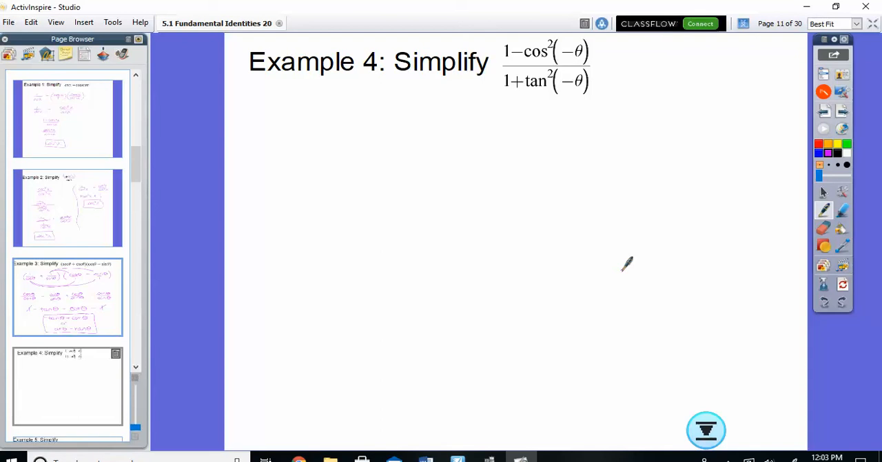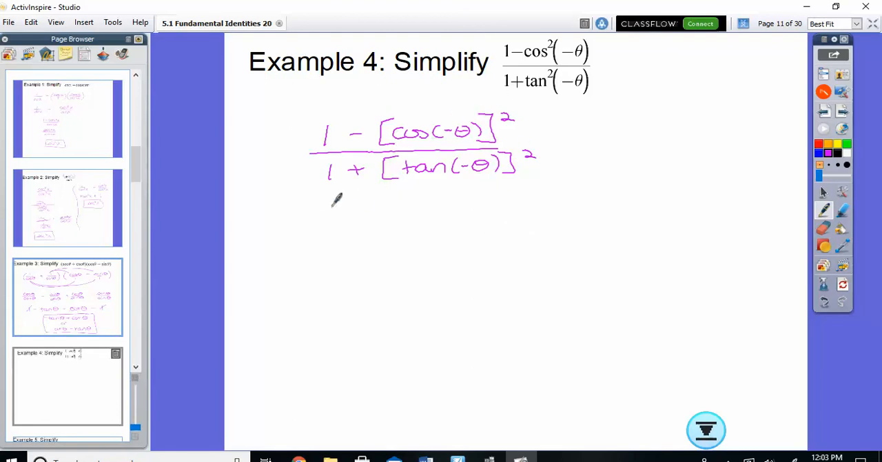First of all, I want to clarify something. When you see a cosine squared, you don't necessarily have to write this step down, but I just want to make sure you understand what it means. You're doing cosine of negative theta and then squaring that answer. Tangent squared of negative theta means you're going to do tangent of negative theta and then square it.